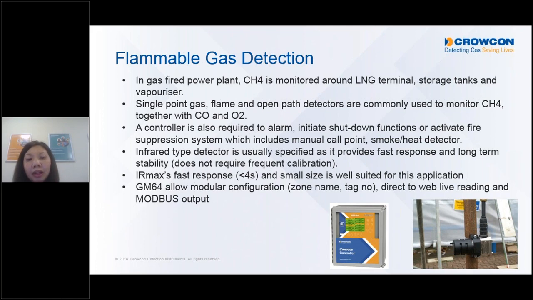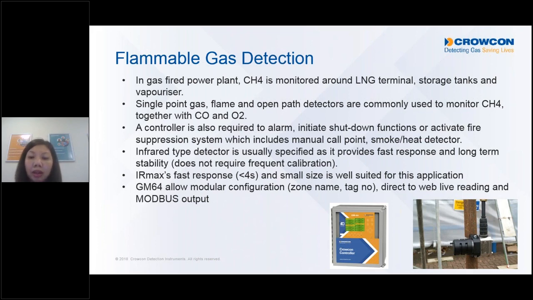So in an LNG plant, we will usually offer our Ermax because it's infrared-type, it's fast response. You need something fast because methane is very flammable, and when it leaks, it really leaks fast. And it's compact. Also, because it's infrared, it doesn't require frequent calibration compared to a pellistor. So fast response and long-term stability is the biggest advantage of Ermax.